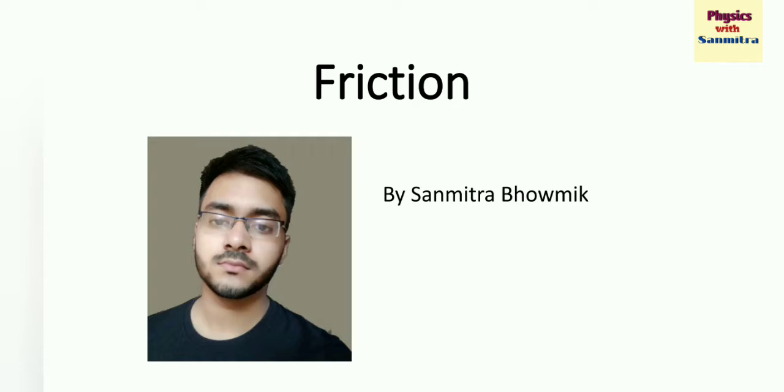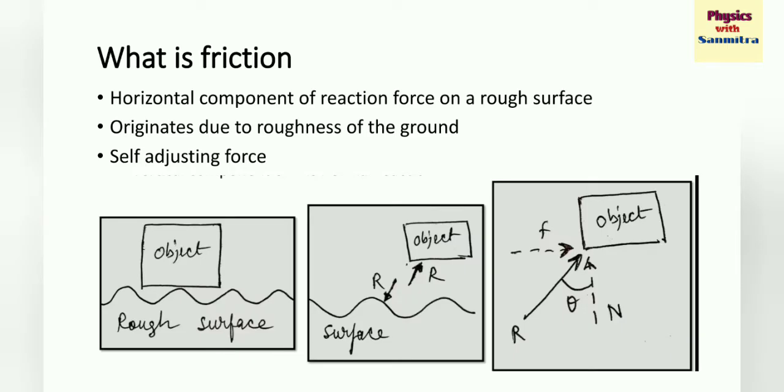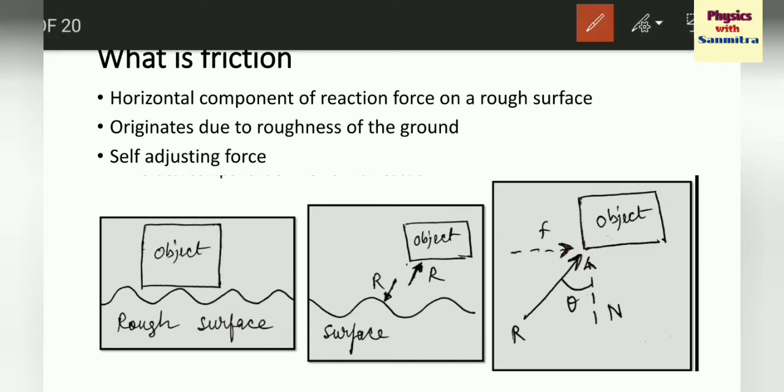So let's begin. What is friction? Friction is the horizontal component of the reaction force on a rough surface. We have already discussed this. There is a surface, and that surface appears smooth to the naked eye. But when we magnify it, we can see the roughness on that surface. It is not smooth, it is rough. The surface is uneven. That is exactly the cause of why we encounter friction.